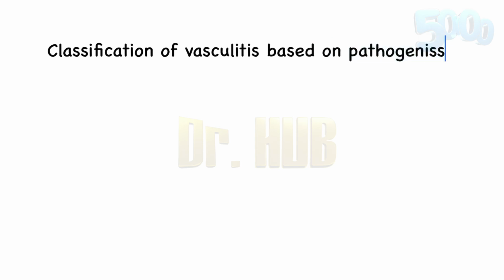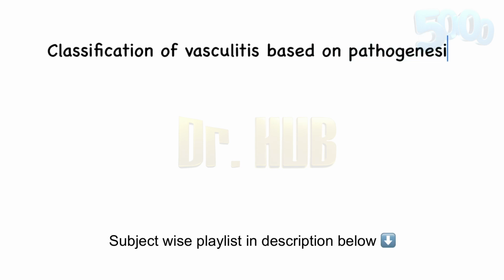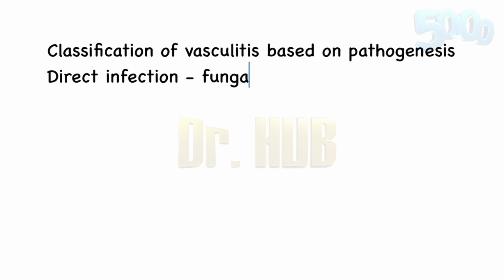Classification of the vasculitis. Classifying the vasculitis based on the pathogenesis. So to begin with, the first is the direct infection. The direct infection can be bacterial, rickettsial, fungal, viral or spirochetal.